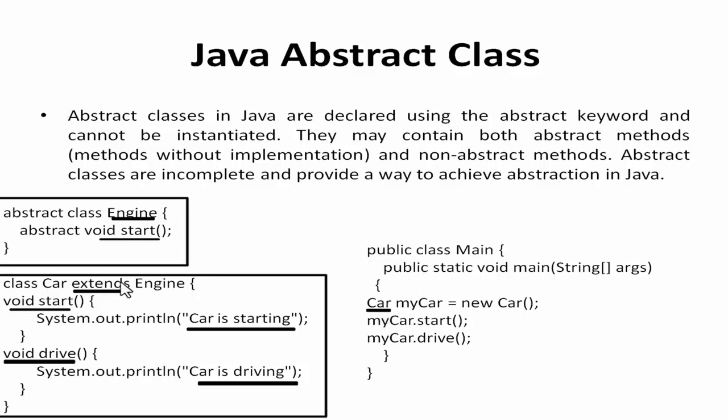So this class, Car myCar = new Car(). Why have we given it as myCar? Because you have used this declaration part outside the main, not inside the main, so you need to create an object. In the case of static, there is no need to create an object. So myCar.start will invoke the start method: car is starting. myCar.drive invokes the drive method: car is driving.